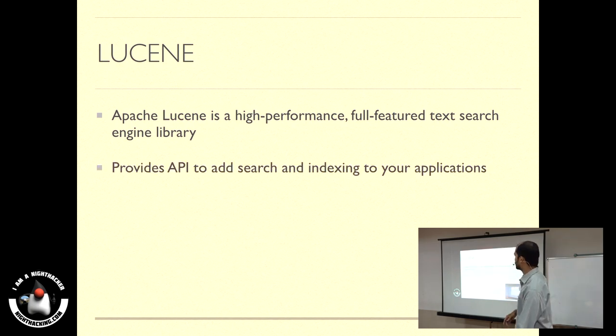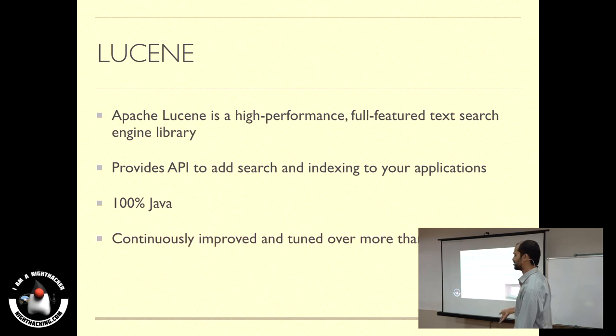This is something I already told you. Lucene is high performance, full text search. Lucene has primarily a Java API. Solr has additional APIs: a REST API and other integration APIs like SolrJ, the Java client for Solr. And they have them for Python and all that. Lucene is 100% Java, so that's why I'm presenting this here. It's continuously improved. What's written over here is 10 years, so it's been there for more than 10 years.